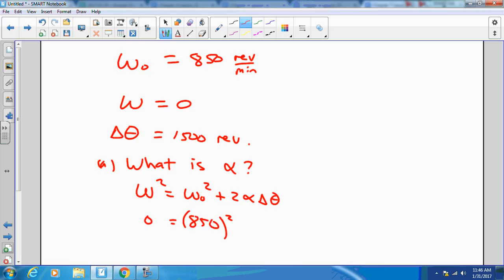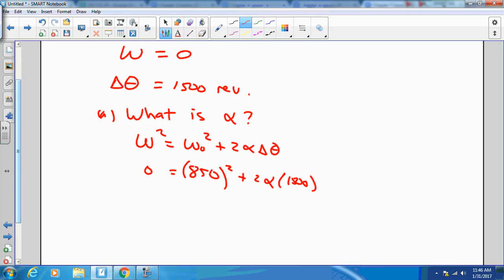the first thing that I observe here is that I'm going to end up with a negative value. That gives me alpha equals negative 241. But what kind of units? They're weird units. They are revolutions per minute squared.